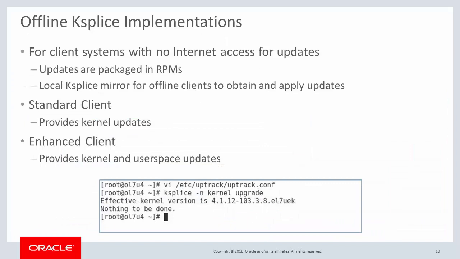For systems that do not have internet access, an offline implementation can be used. By installing the required offline Ksplice packages to your Oracle Linux systems, you can use a local Ksplice mirror to update your system with the offline versions of the Ksplice update packages. Updates are packaged in RPMs for patching the kernel and userspace libraries.